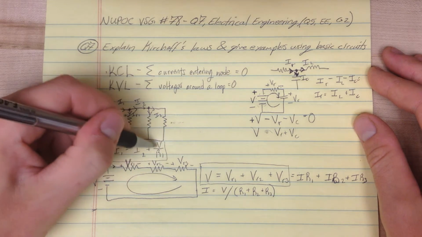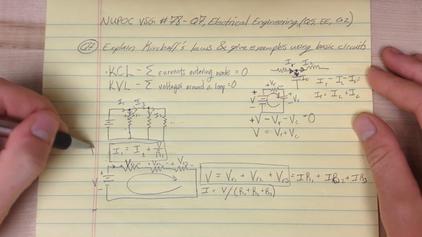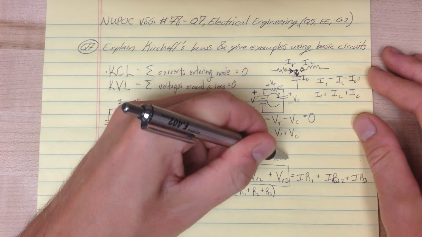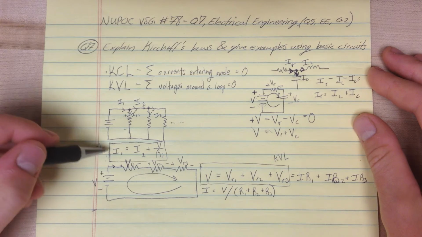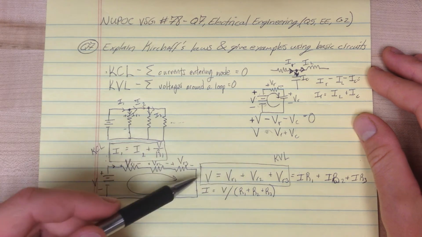For this other case, I subbed in V over R1 for IR1 here. But this is the equation that we're getting from KCL, and this is the equation we're getting from KVL. KCL makes more sense for lots of things in parallel, and KVL makes more sense when we have lots of things in series. So I hope that works.